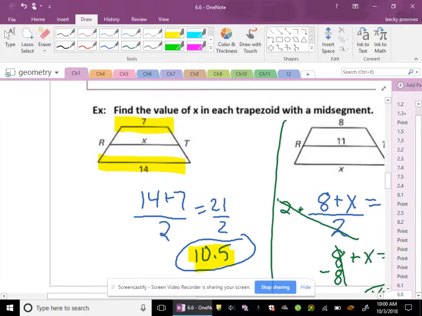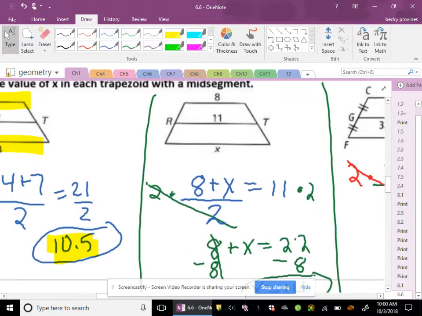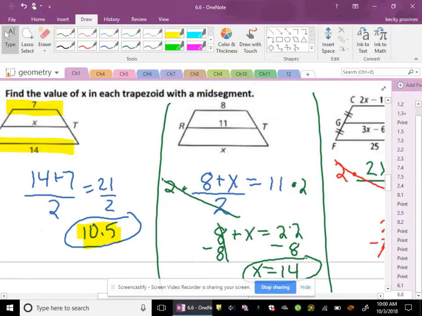Now, sometimes it gets a little bit more tricky because the variable isn't always in the middle. We're going to add the top and bottom together. So notice I have 8 plus x. Now, I always divide by 2. So notice I did that there. And it equals the middle segment, which is called the mid segment.